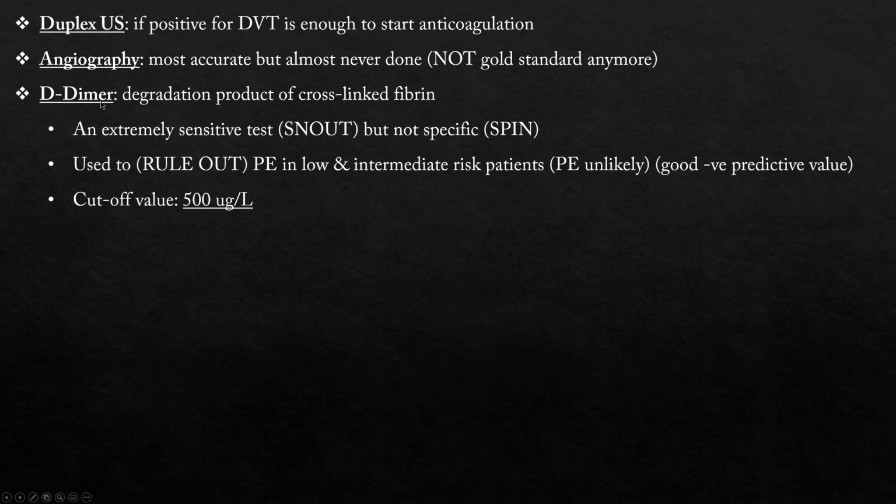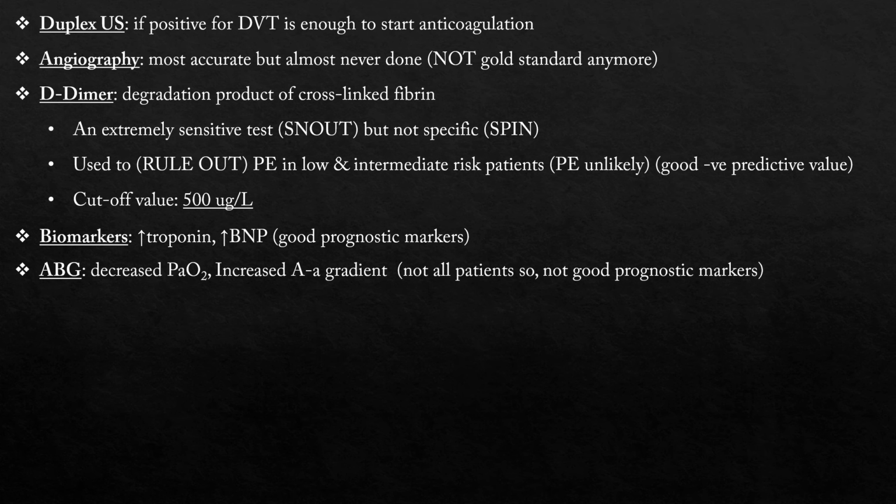D dimer increases in many conditions, in almost any inflammatory or infectious process. Even in pregnancy, the D dimer is useless in pregnant women because it's elevated there. So after that we have to do imaging. We do CTPA. The biomarkers, now this is the third one, used to tell the prognosis of the patient, especially the troponin and the BNP. These are the biomarkers used with PEs.